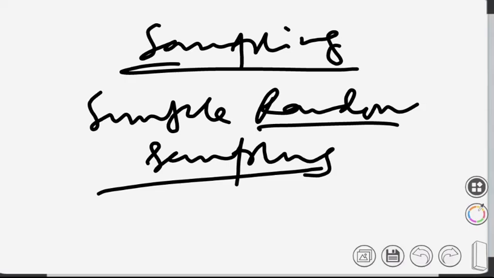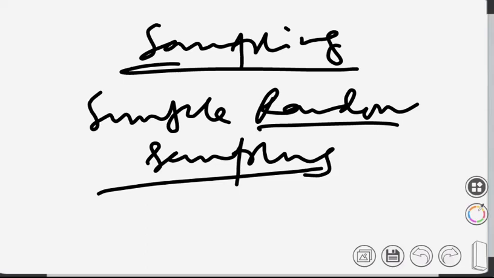Random means what? Who can tell me the meaning of the term random? Yes, random means without following any order, without a sequence. Unrestricted. Yes, random means without following any order, haphazard.